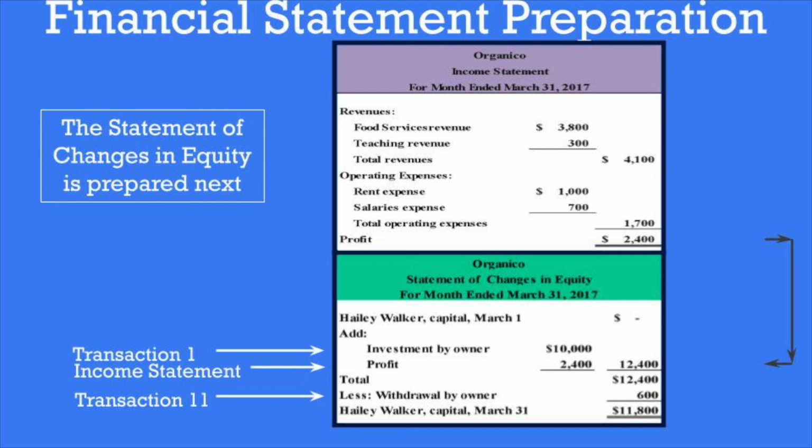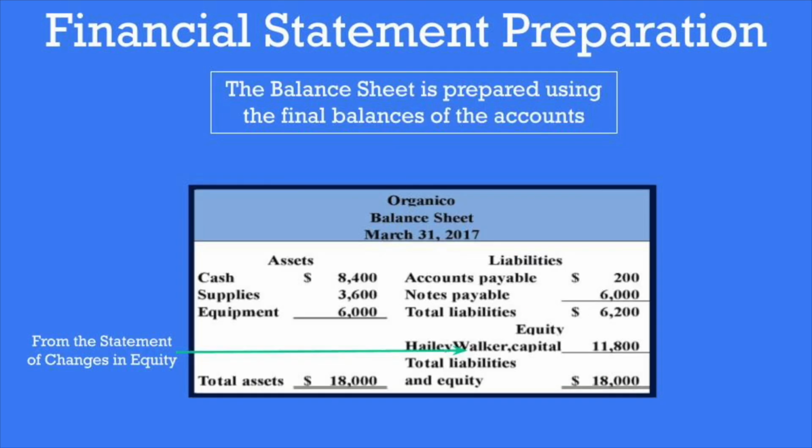On our statement of changes in equity, which will be prepared next, what we're trying to do is to figure out what happened to our equity position. So if we look at our statement of changes in equity in the green there, she invested $10,000 to begin with. She had $2,400 profit. That brings up the total equity to $12,400. She withdrew $600. So at the end, she had $11,800 in owner's equity. From there, we can go on to prepare our balance sheet. So our balance sheet would give us a tally of what assets, liabilities, and owner's equity look like at the end of the period.